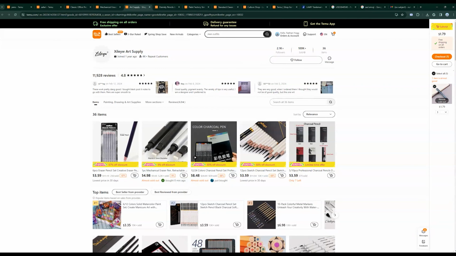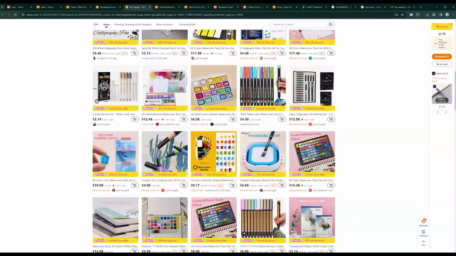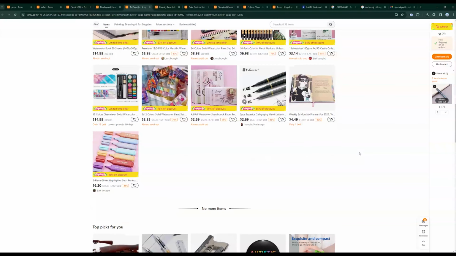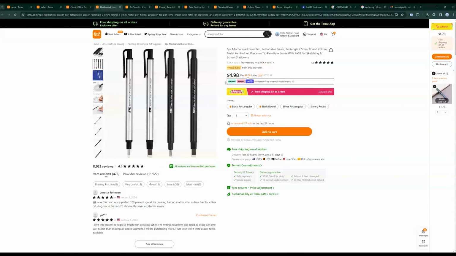They're sold by this company, Zillu Art Supply, which seems to just sell art supplies. Which would be good if you were in a pinch and needed some art supplies. Not really looked at any of their other items, but just these specifically caught my eye.